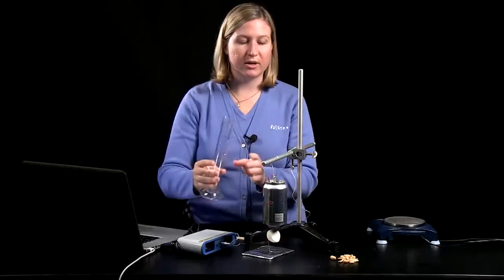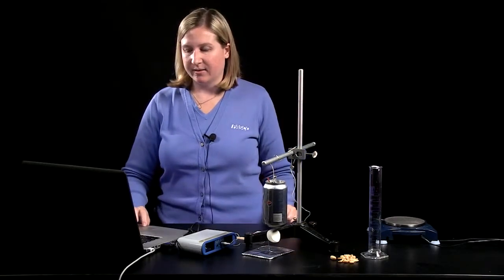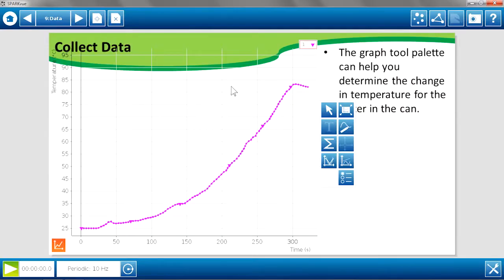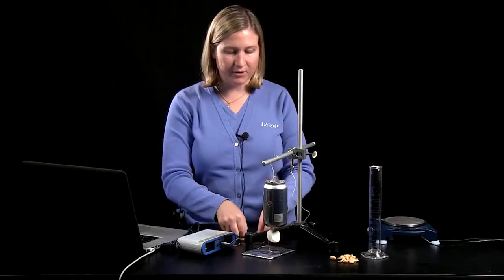I'm going to start recording the temperature of the water in the can by pressing play. You'll see on the graph I already have data for the peanut. I'm going to hide that for the moment so that you're seeing only the data for the marshmallow. So you can see the temperature is remaining the same. The temperature probe's just sitting in the water right now.